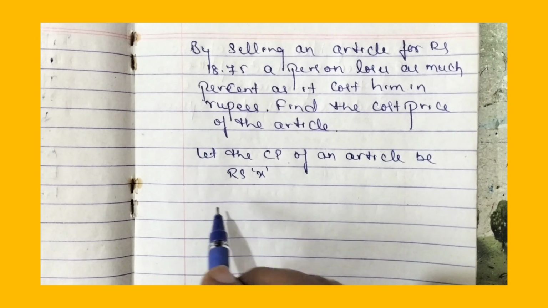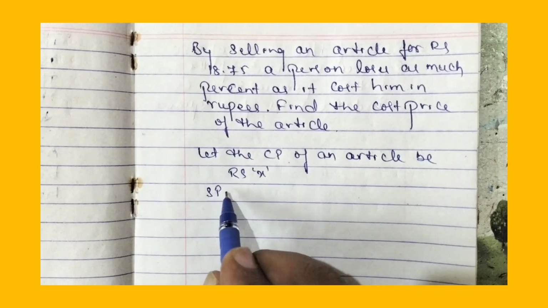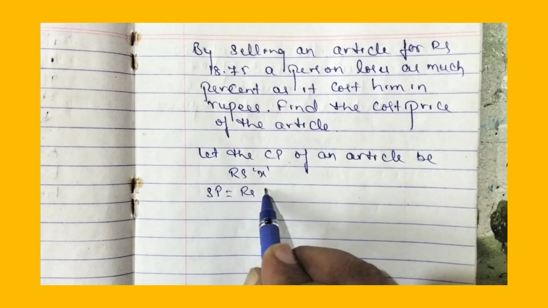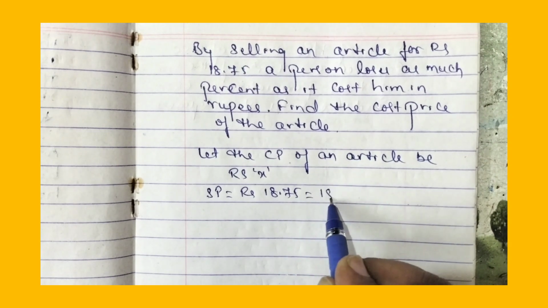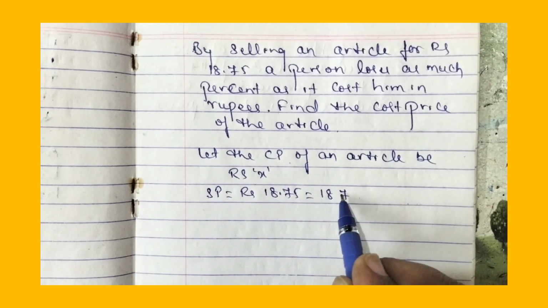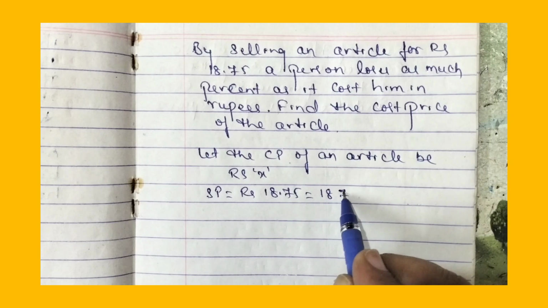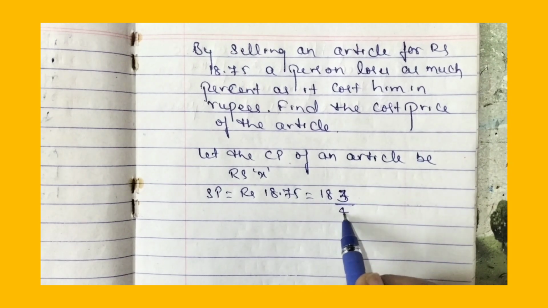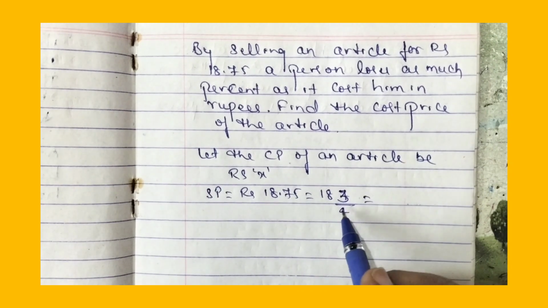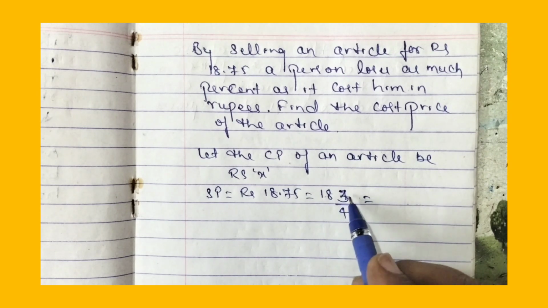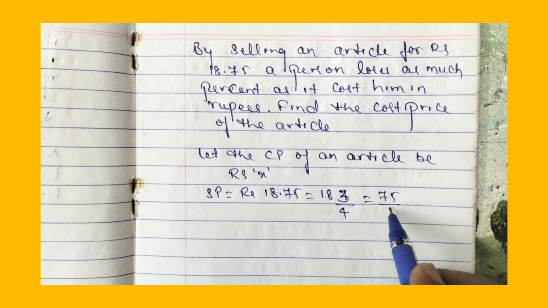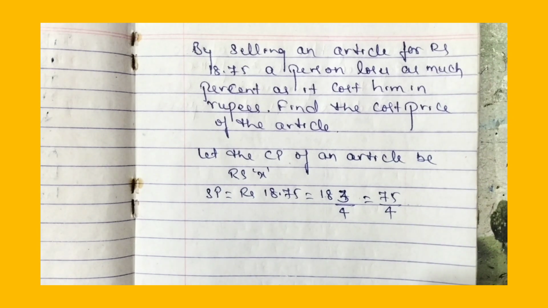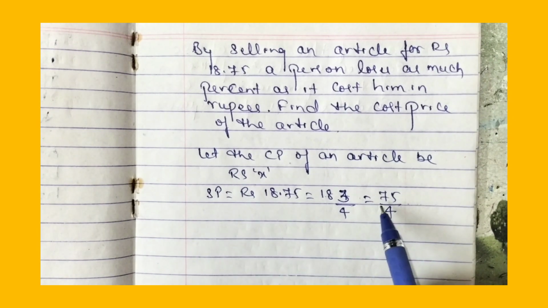Then what have they given? They have given the selling price. So SP is equal to rupees 18.75. 0.75 can be written as 3 by 4, so that is equal to 18 fours are 72 plus 3, 75 by 4. So selling price will be equal to rupees 75 by 4.